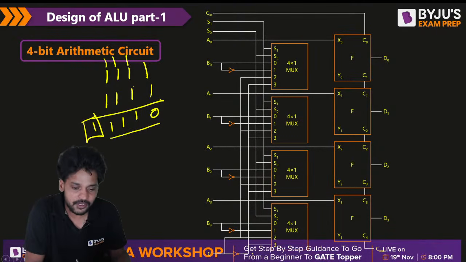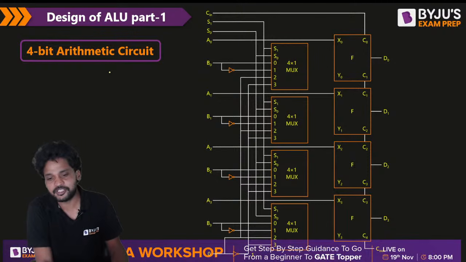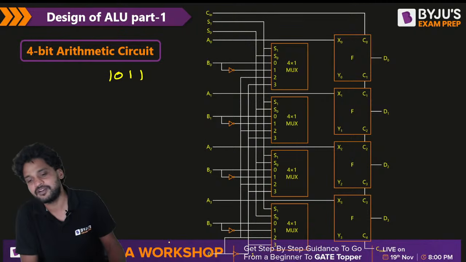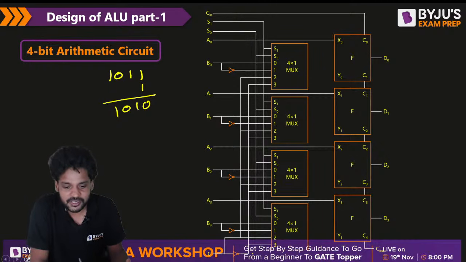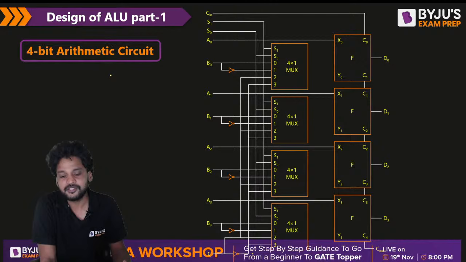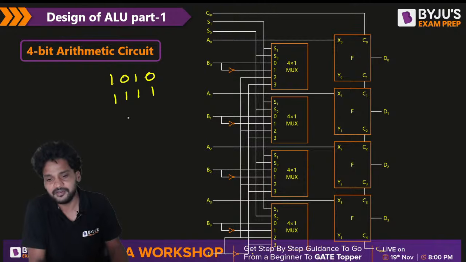Now I am going to take one more example. Let us say I want to subtract 1 from 1011. 1011 minus 1 is equal to 1010, right? We'll see if this is going to work or not. So 1010 must be added with 1111. Clear? So what exactly is going to happen at that time?